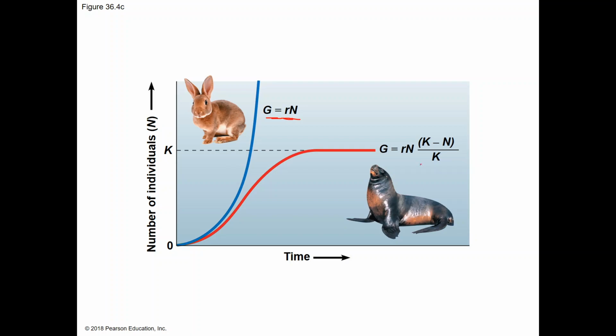But if we use this other equation, taking the carrying capacity into account, so it's the carrying capacity minus the number of individuals over the carrying capacity, we get these curves that look more like an S, what we call an S curve. So this blue curve is an exponential curve, and then the red curve is referred to as an S curve.